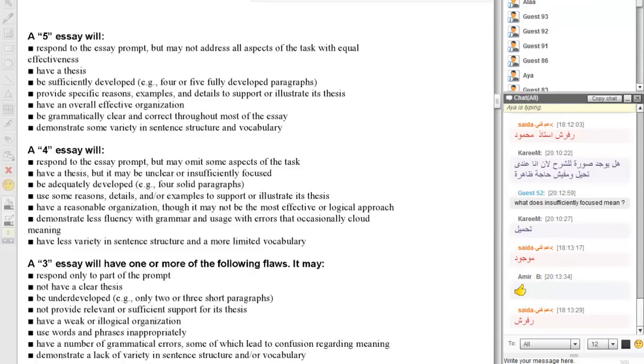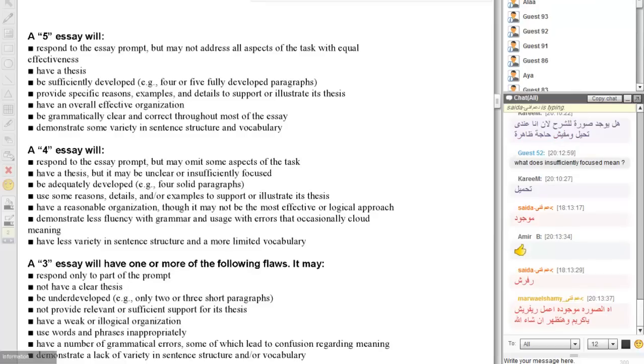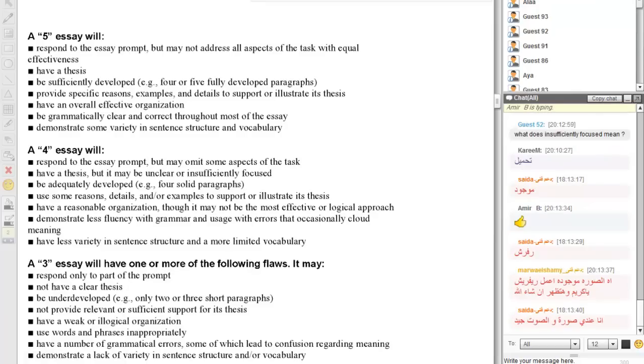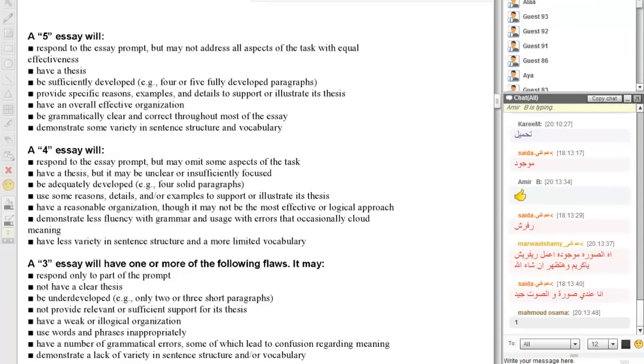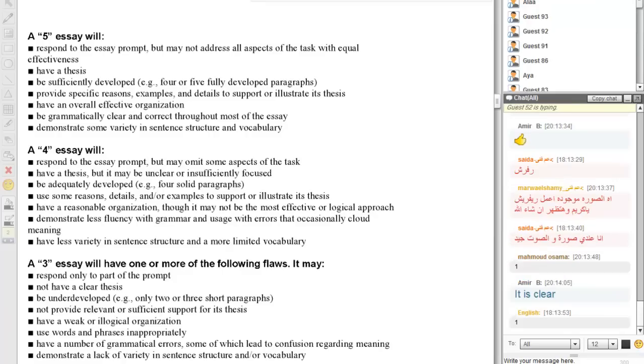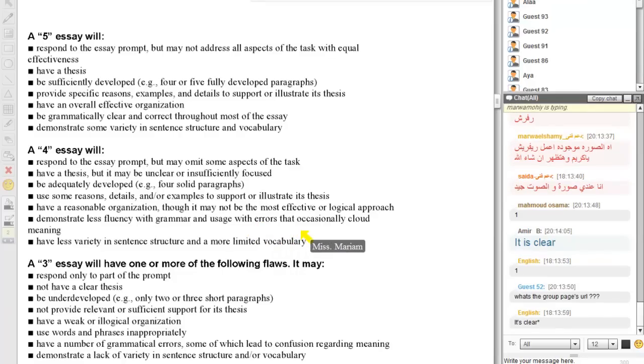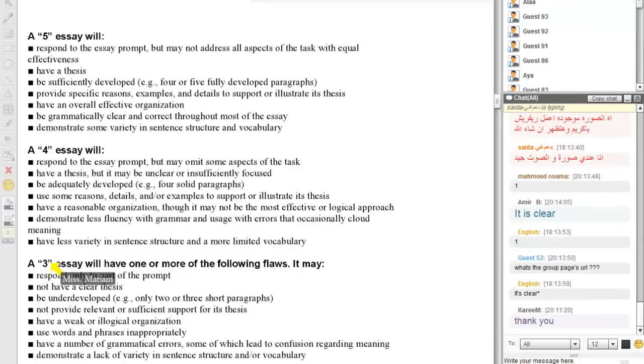People who need this, I uploaded this file on the group's wall, so you may go back to the group and download this file and follow me, if it's not clear or doesn't appear properly on your screen. Great. It was a point, and I needed to point it out for you.